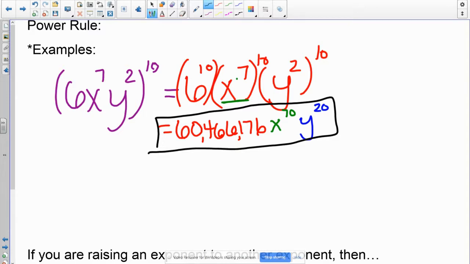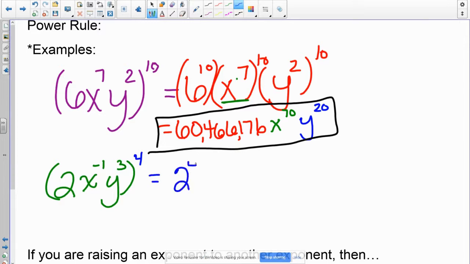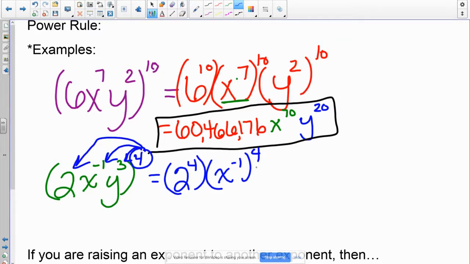One last example. So I want always positive exponents. So let's say we have 2 times x to the negative first power times y to the third power, and then all this to the power of 4. Okay, so simplify it by writing them out separately. So 2 to the 4th power, x to the negative first to the 4th power. Notice I keep giving that 4th power to every single thing in here because every exponent is to that power of 4 too.